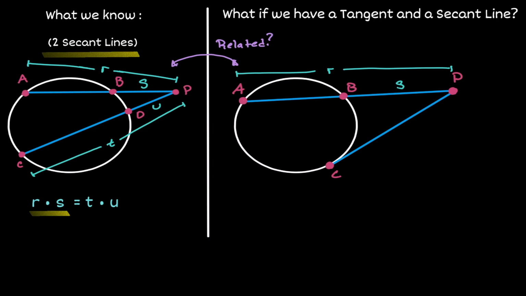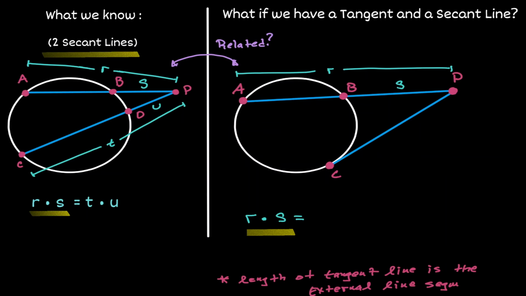Now let's think about what would happen when we get the length of the whole secant and we multiply by its external line segment. Previously, we have said that is equivalent to the length of the other secant line times its external line segment. In our new scenario, notice that the length of the tangent line is also its external line segment. So if we assign a name to the length of the tangent line, let's call it f, then the result of t times u, which is the whole line segment times the external line, is going to be f times f.